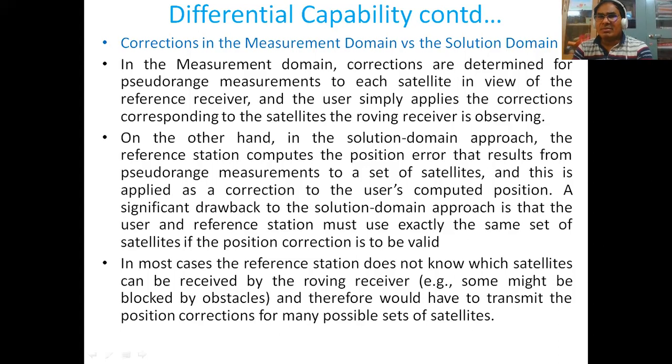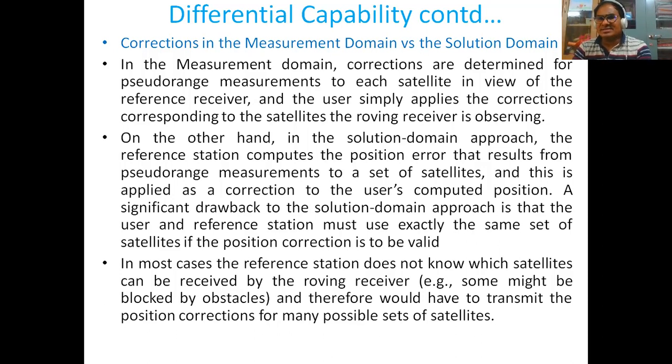So in the measurement domain, the corrections are done to each specific satellite individually. But in the solution domain, a set of satellites are taken into consideration and the corrections are done to that. So here in the solution domain, those two must use the same set of satellites. If they are not matching, then the corrections proposed become erroneous again. So always the measurement domain is the better one.